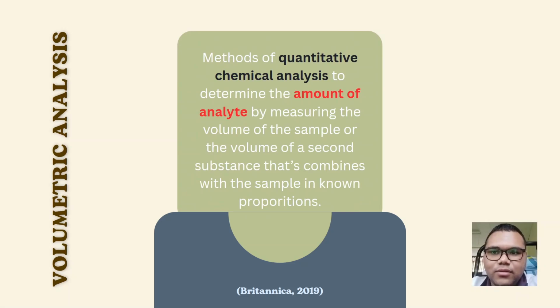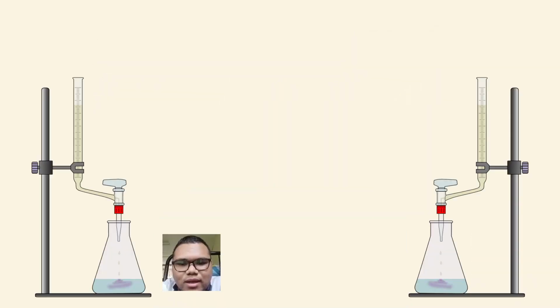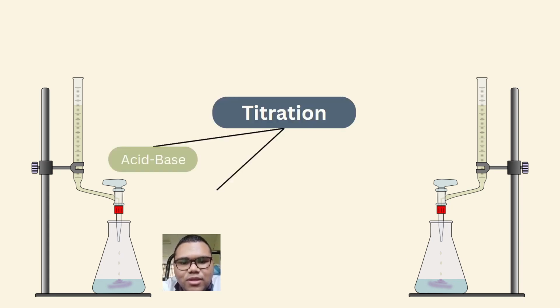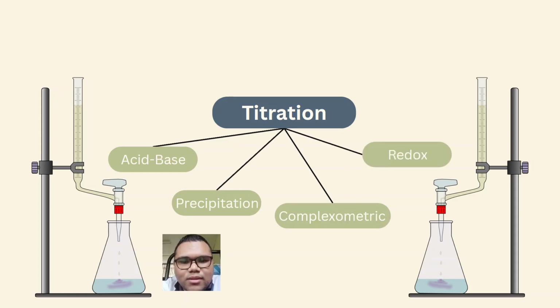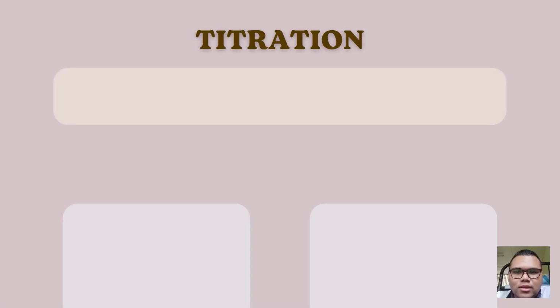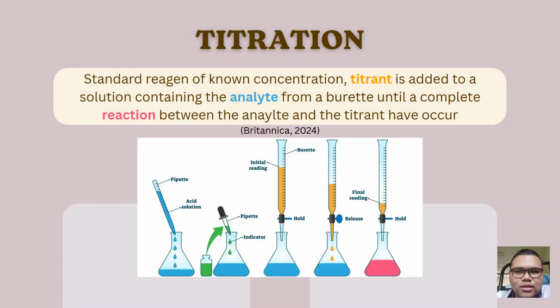Volumetric analysis refers to the method of quantitative chemical analysis to determine the amount of analyte by measuring the volume of the analyte with a standardized solution. Volumetric analysis is done in the form of titration, where there are 4 types, but for this we will be focusing on acid-base titration. Titration is done when titrant, a standard reagent of known concentration, is added into a solution containing the analyte until a chemical reaction occurs between the titrant and analyte.